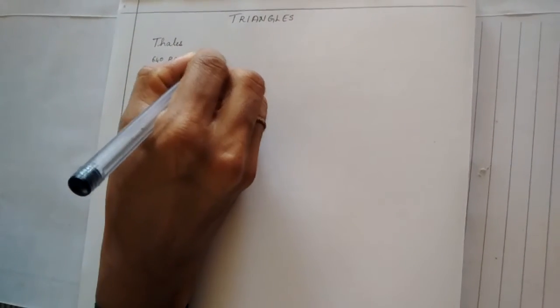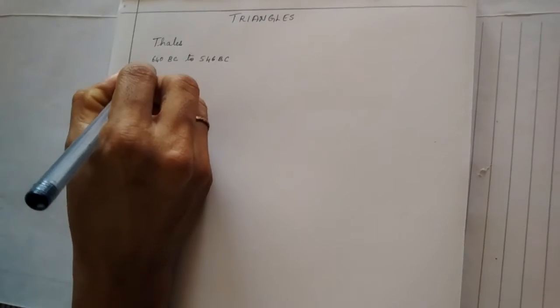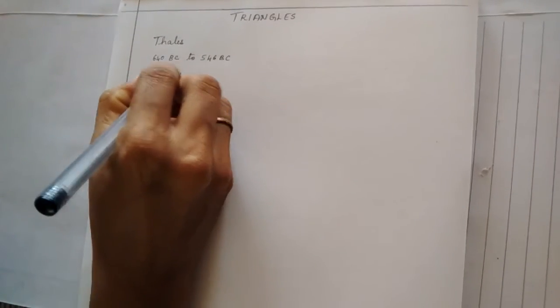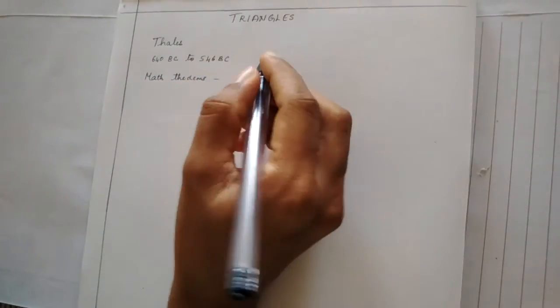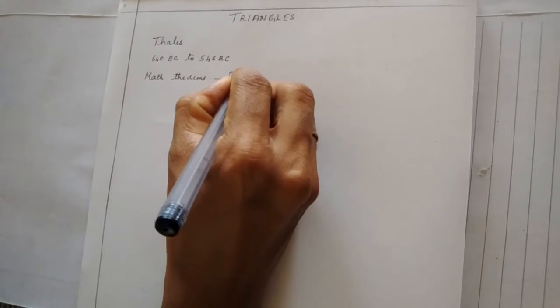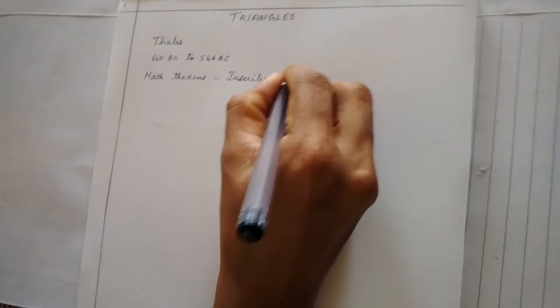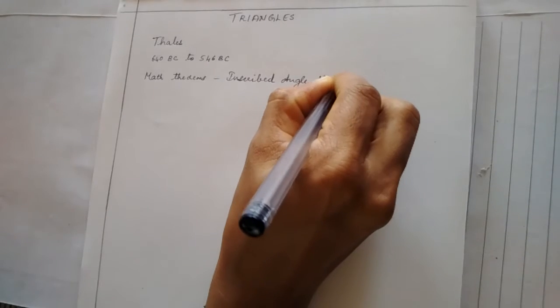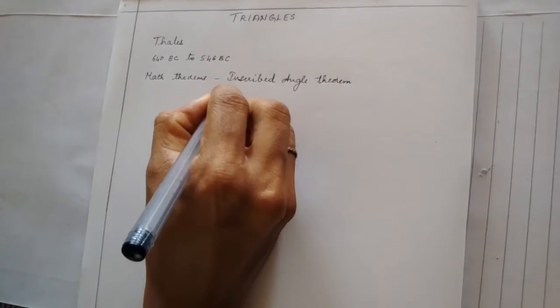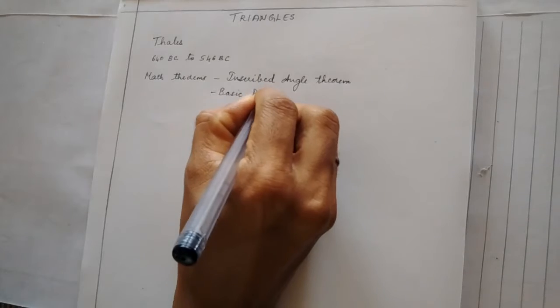He lived from 640 BC to 546 BC. He was renowned not just as a mathematician but as a scholar who studied many fields. Several math theorems are attributed to Thales, such as inscribed angle theorem in circular geometry and basic proportionality theorem in triangular geometry.